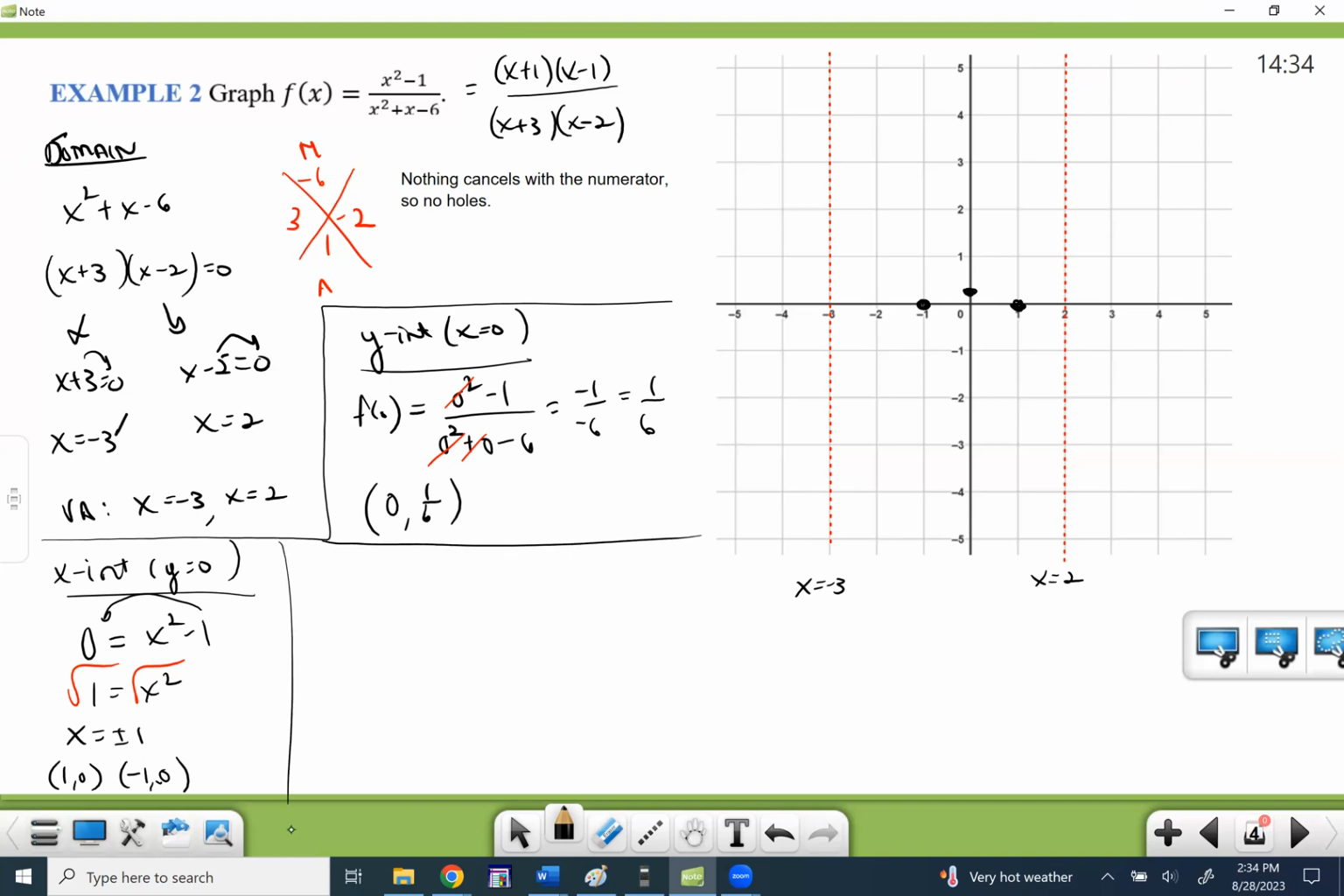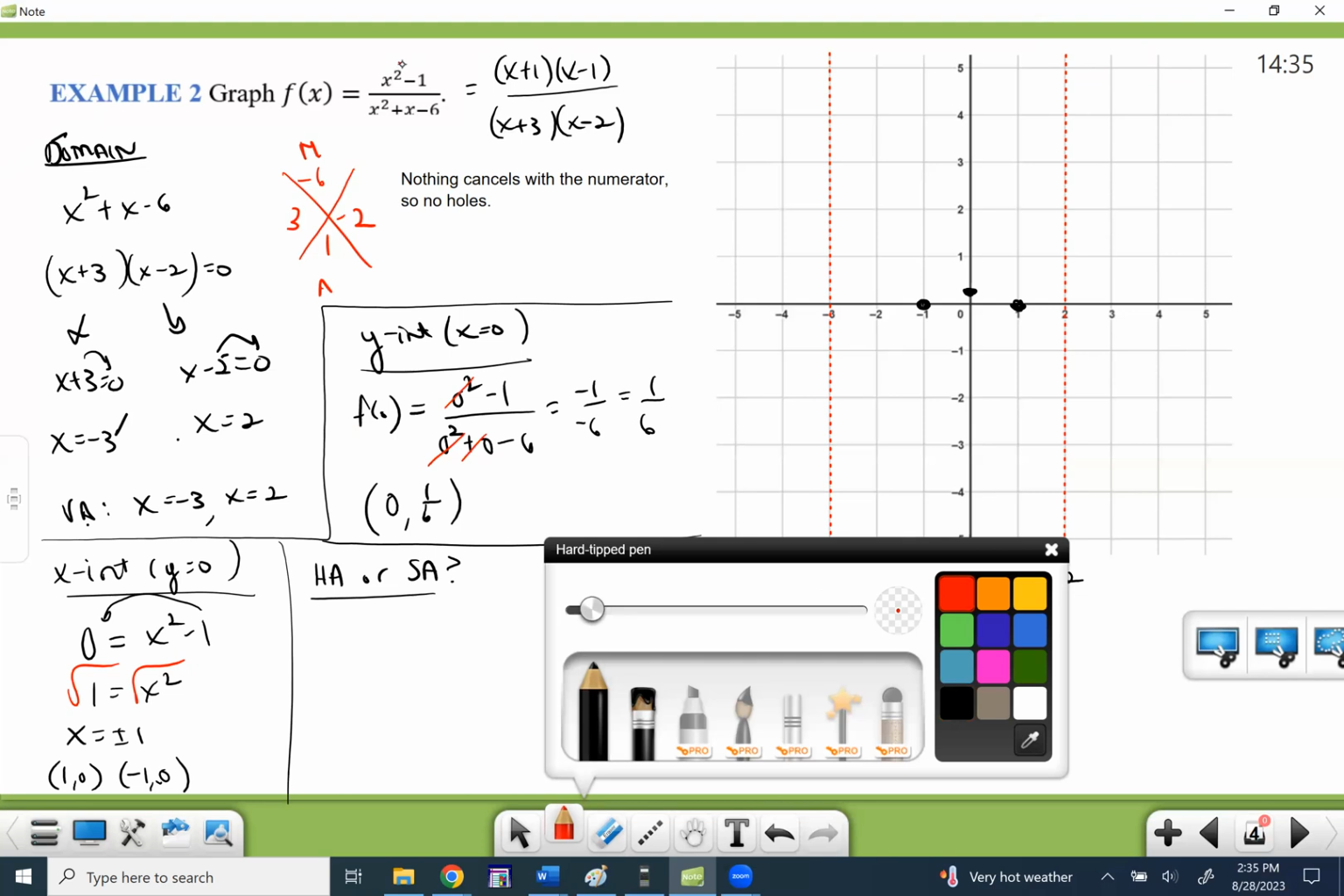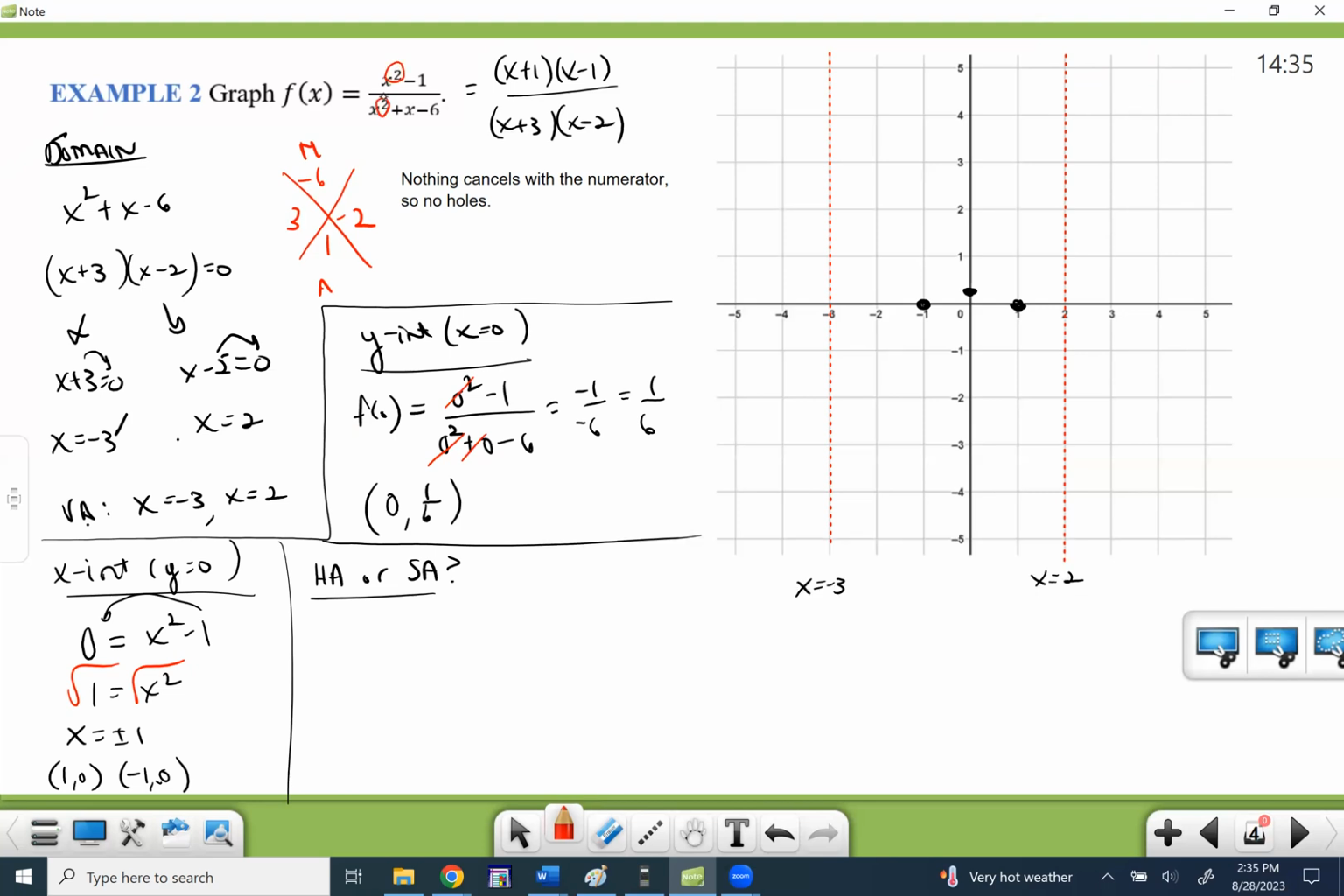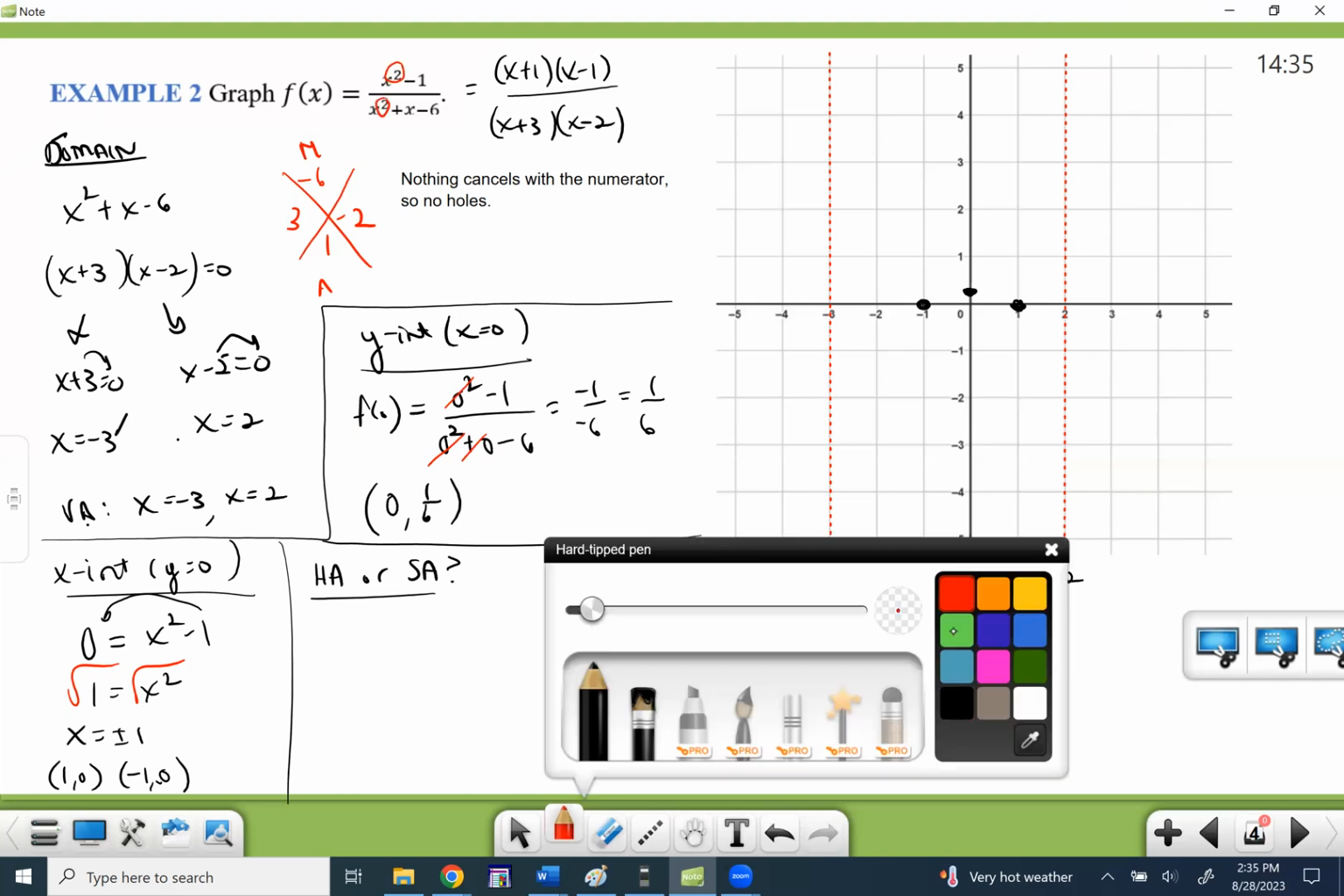Now we need to ask ourselves whether or not we have a horizontal or a slant, right? That's got to be the question. Horizontal or slant asymptote. Okay. So I'm noticing the degrees. That's what we have to look at. We have the same degree. So the degrees are equal, right?